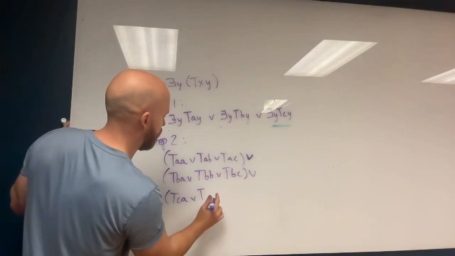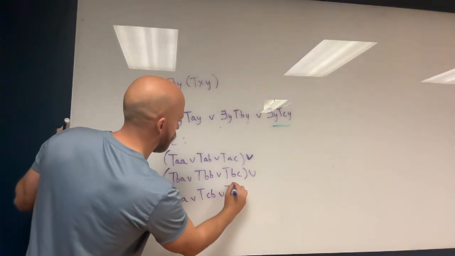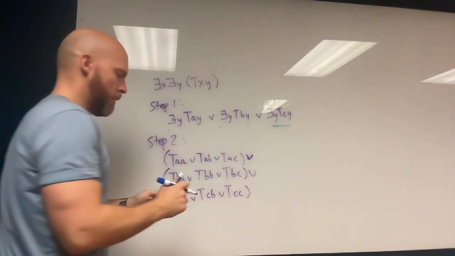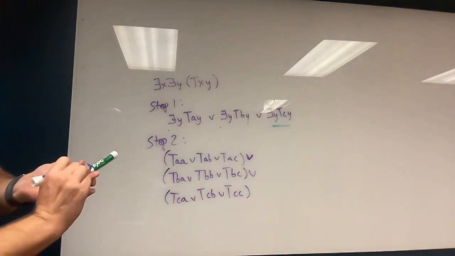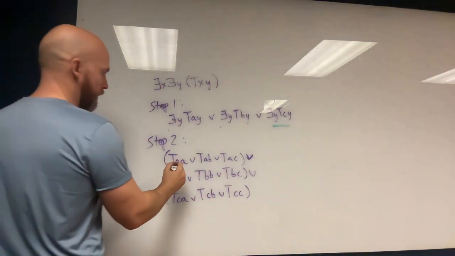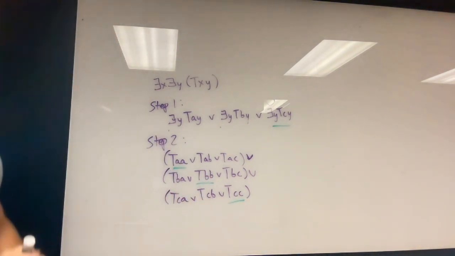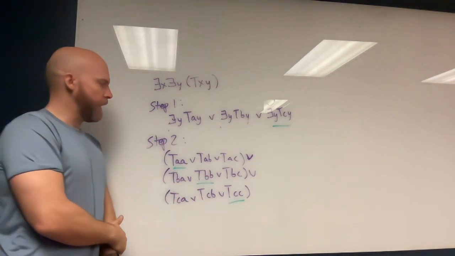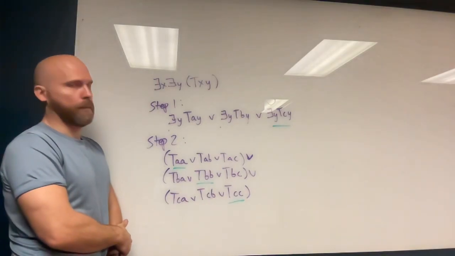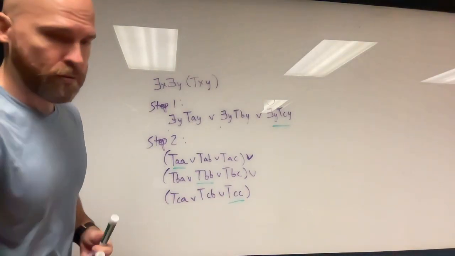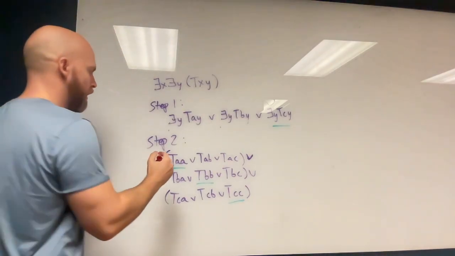I'm sorry, this should be C. T-C-B, or T-C-C. Note some other observations worth making, just because I'm a stickler for symmetry. I'm going to get claims that Alex is taller than Alex, Bob is taller than Bob, Charles is taller than Charles. Of course, those are not true in our domain.